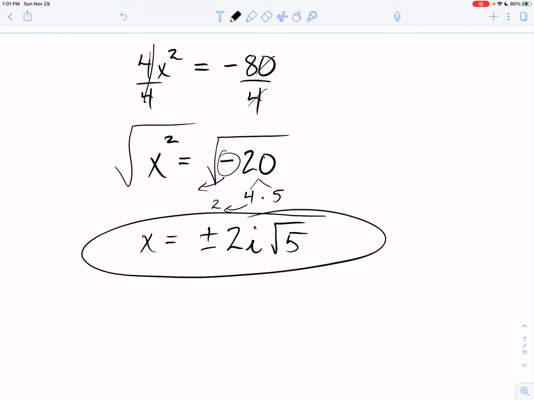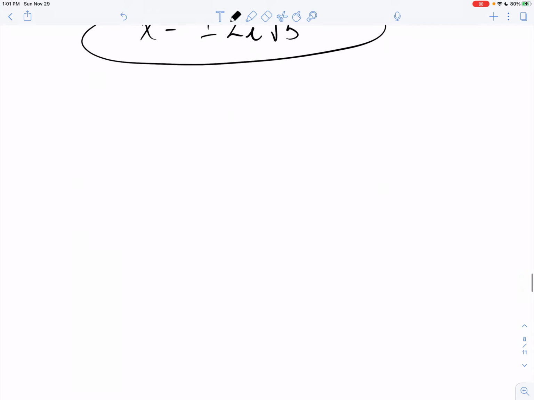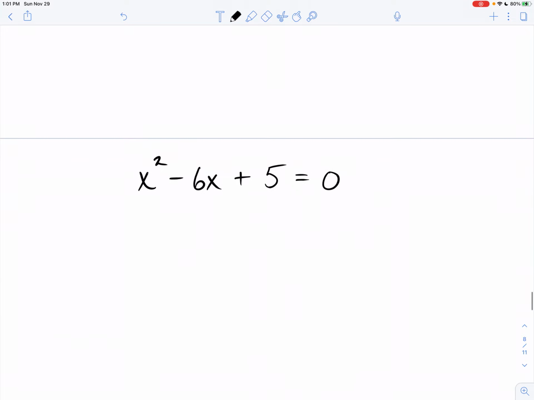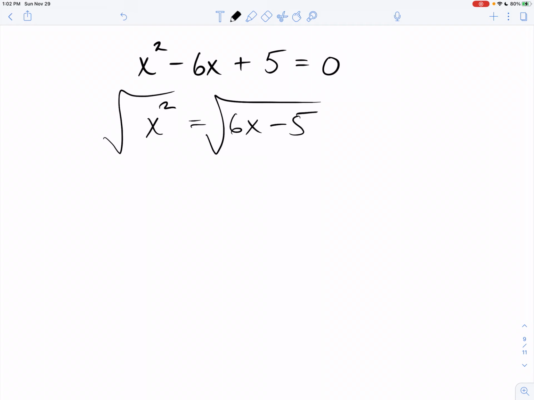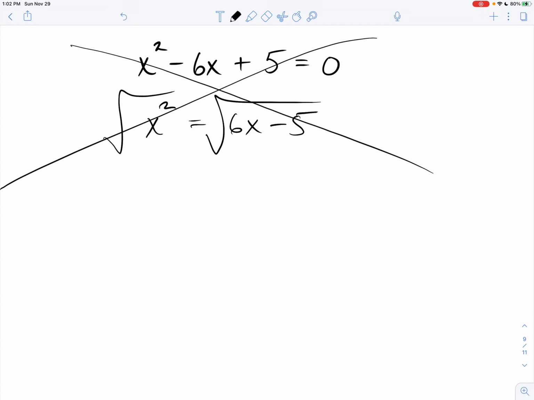This is the root method, square root method for solving. Now, is this the square root method for solving? Could I go like this? Hey, I'm going to leave this here, and I'm going to move all this junk over here, and then I'm going to go like this. No, this is not, never. You can't do that.